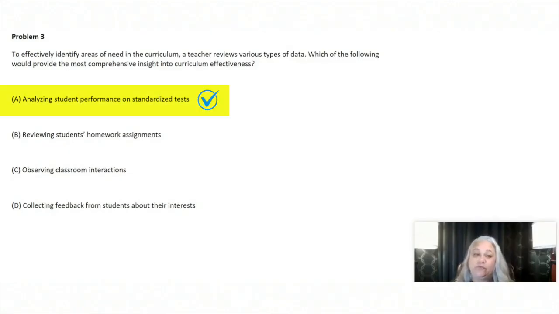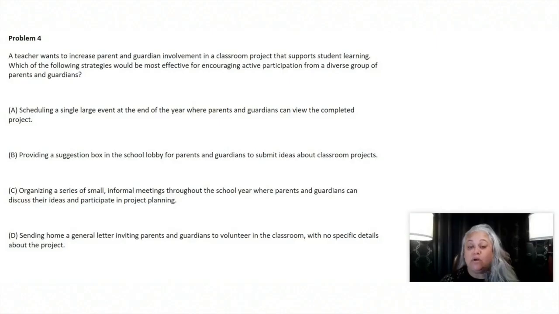The best answer for this question is A, analyzing student performance on standardized tests. A teacher wants to increase parent and guardian involvement in a classroom project that supports student learning. Which of the following strategies would be most effective for encouraging active participation from a diverse group of parents and guardians?